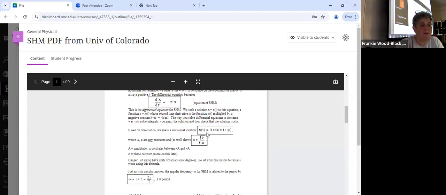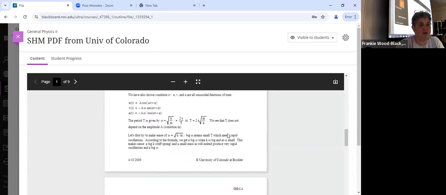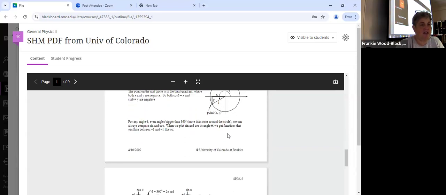But here is our position of our object. Our position at any time t is going to equal our amplitude times cosine of the angular frequency times time plus whatever phase angle. And that phase angle just tells you where we're going to start. So you've got some nice notes here, and don't get too concerned.